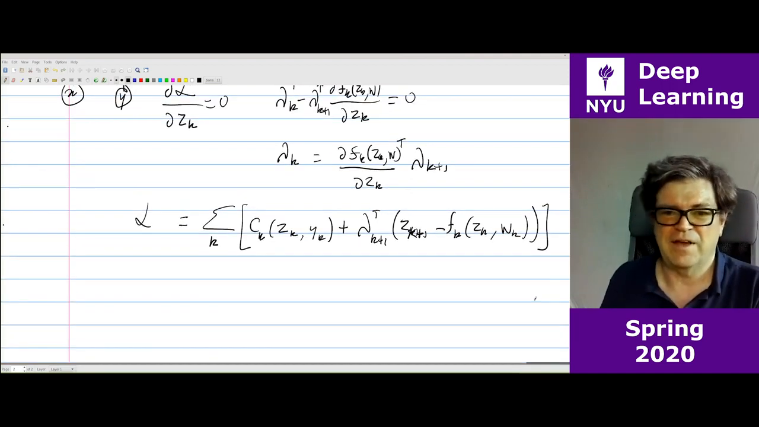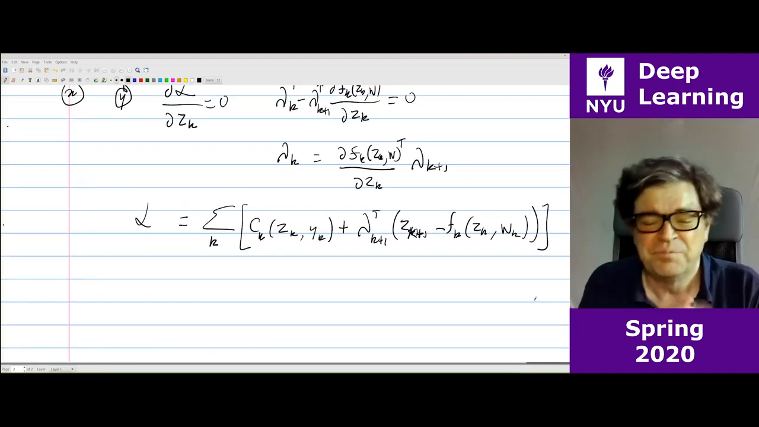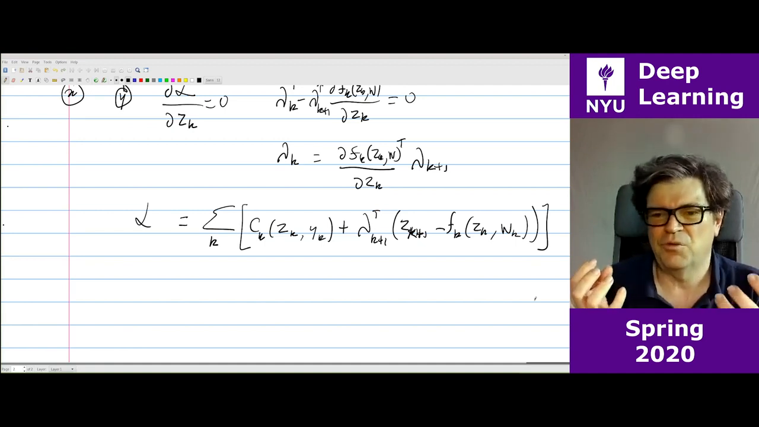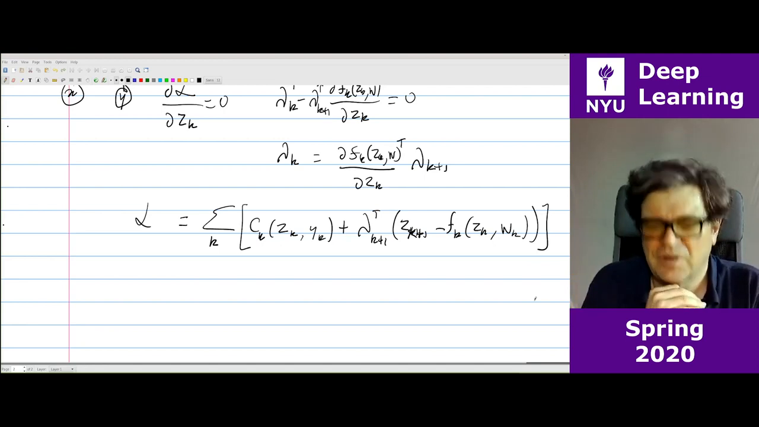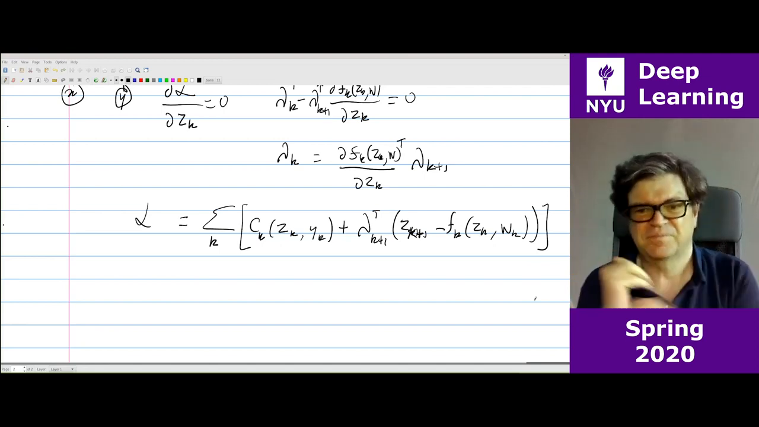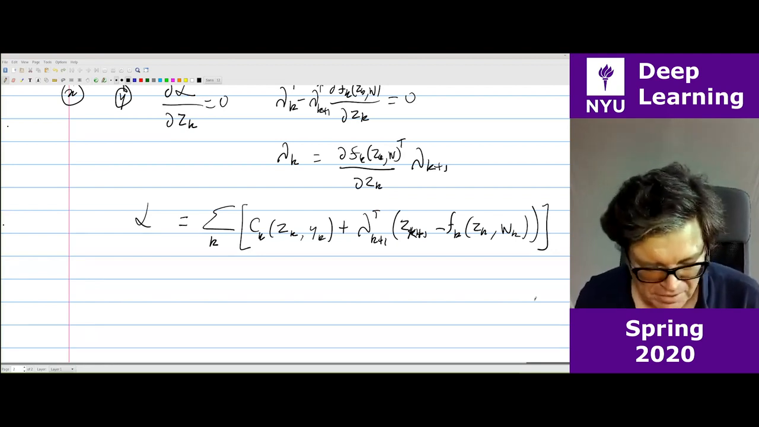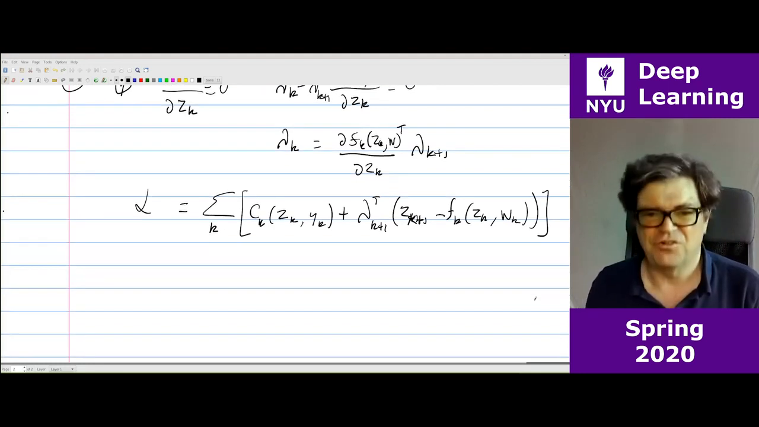Now, in classical mechanics, the lambda variable is actually the momentum. So Z is the position variables and lambda becomes the momentum. So the second term becomes basically the kinetic energy, or the negative kinetic energy more specifically. Anyway, this is just an aside.